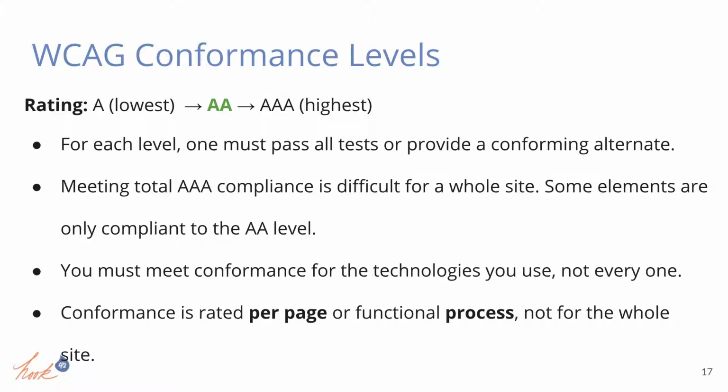Okay, but meeting total AAA compliance is very difficult for a whole site, if not impossible, because some web elements, media players, some of them don't get AAA compliant. And if you have an embedded video, then you're always only going to get maybe to AA on that page, right? So conformance is rated per page or per total page process, like a checkout or an admissions form for UC Berkeley here.